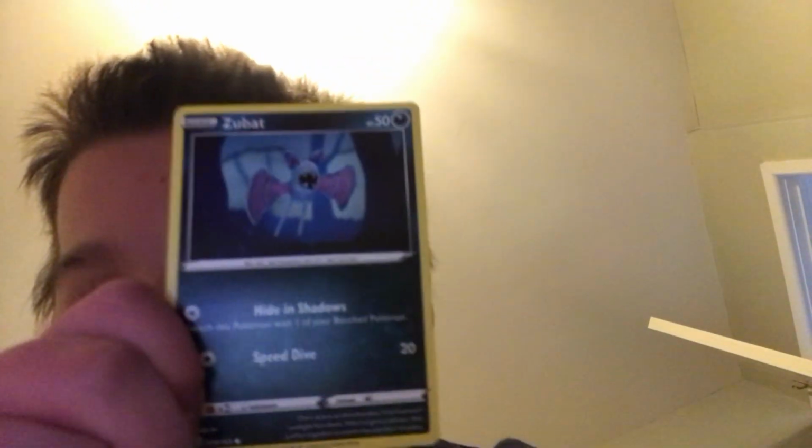We have Phoebe. Heatmore. Yampa. Lickitung. A Zubat, who looks pretty cute. A Rapid Strike Remoraid. An Onix. Our reverse holo is the Mianfu. And our rare is Stonjourner.